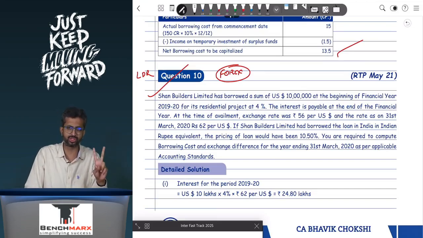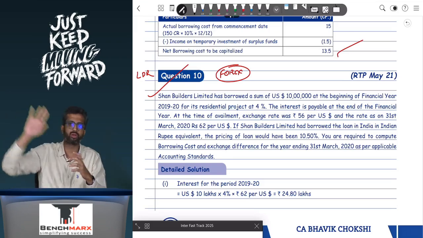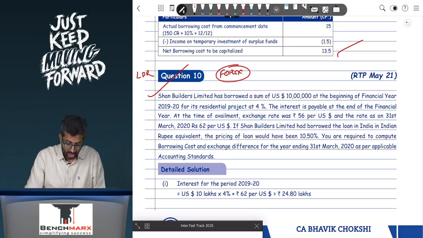Step 1, actual interest. Step 2, notional interest. Step 3, interest savings. Step 4, exchange loss. Step 5, hidden borrowing cost, which is the lower of exchange loss or interest saving, and the balancing figure, if any, will be the forex loss. Okay, let us try this.